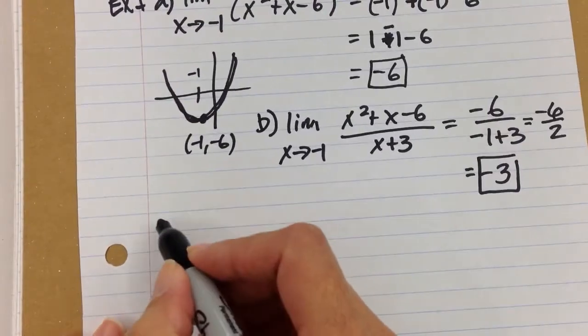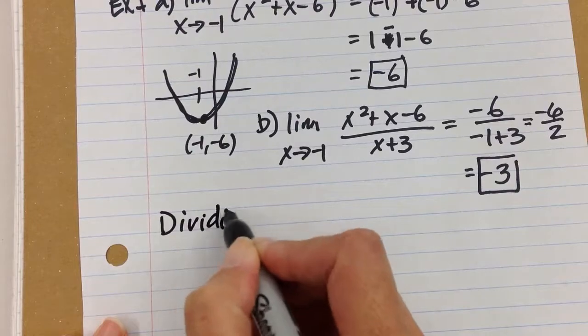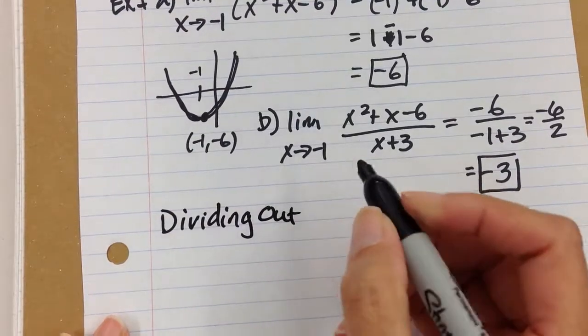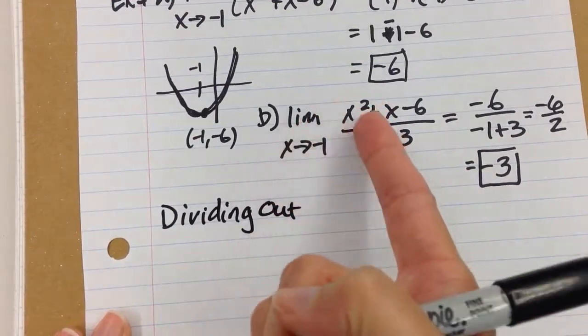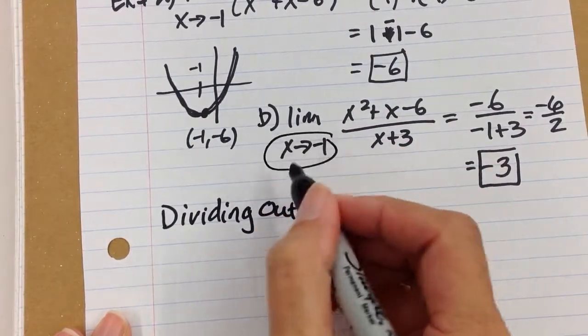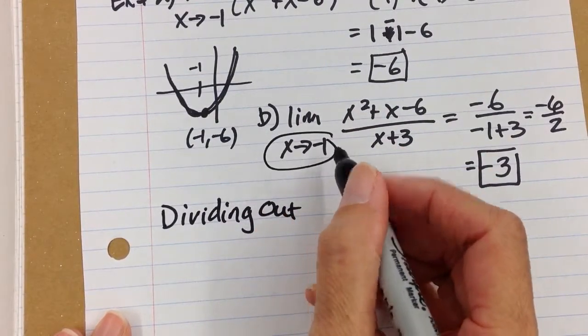Now let's do something a little differently called the dividing out technique. Okay, and so I'm going to use this limit, but I'm going to change this number to x as x approaches -3.